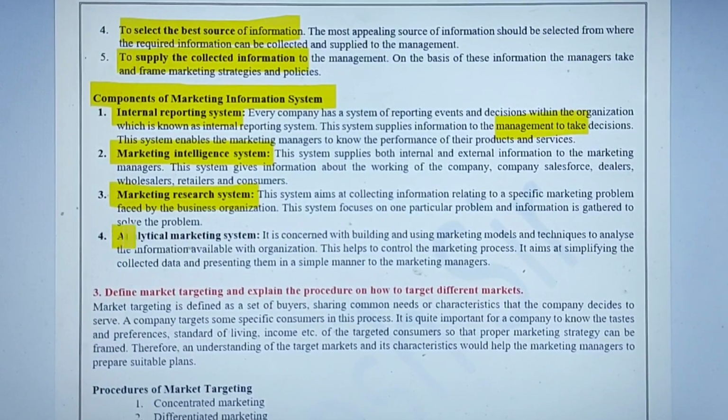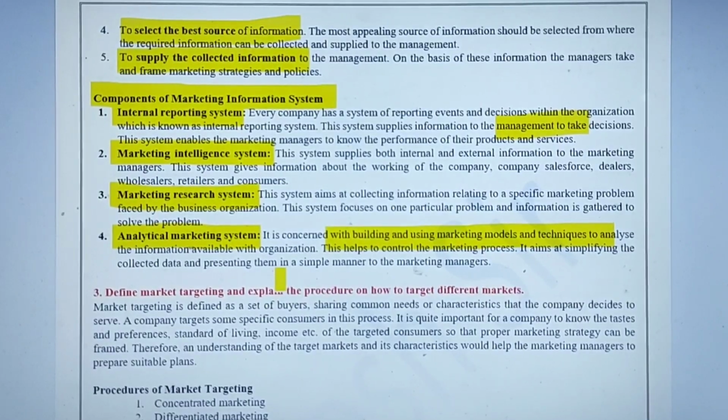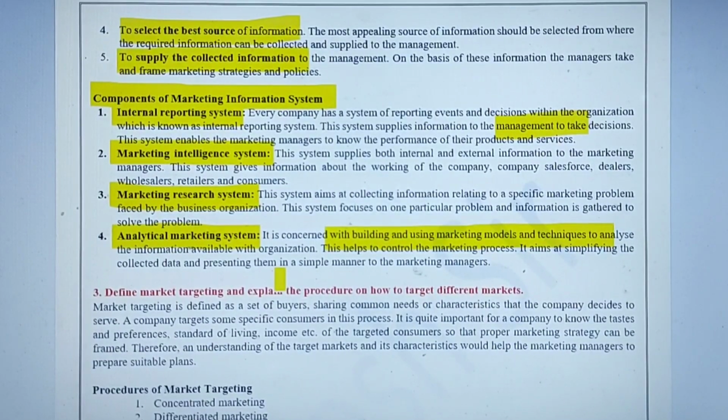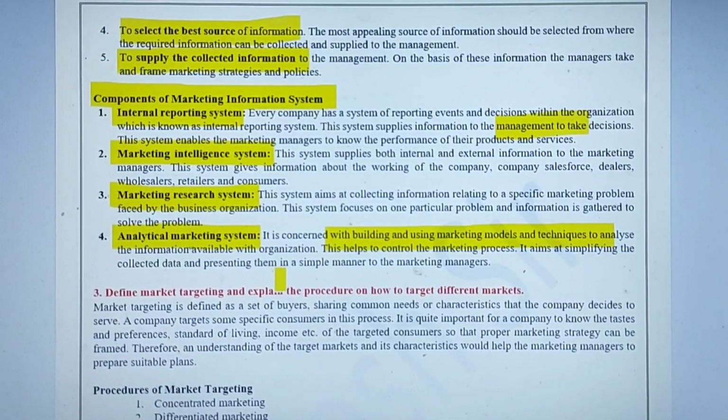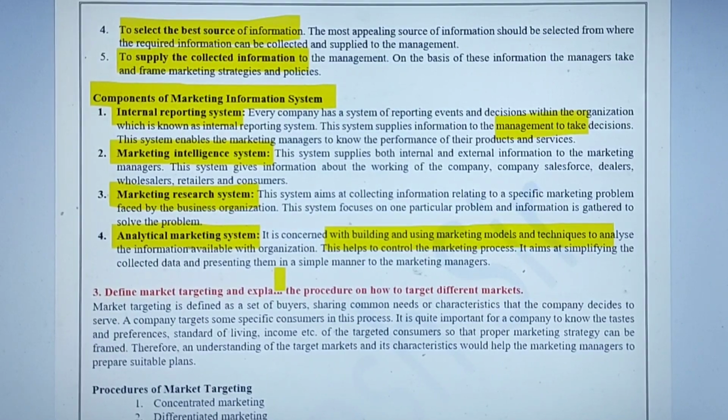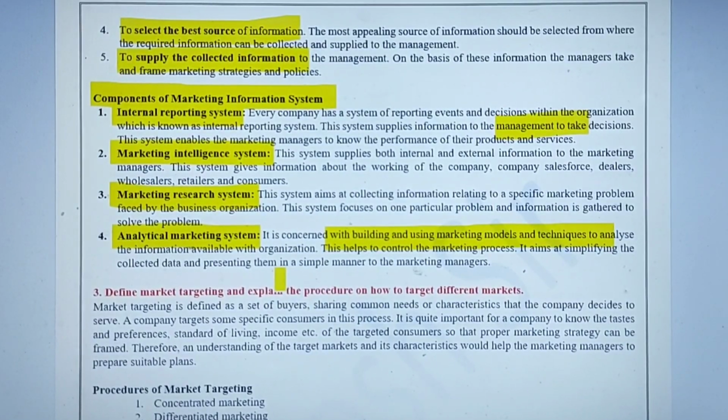The fourth component is the analytical marketing system. Basically it is concerned with building and using market models and techniques to analyze the information available to the organization. The marketing manager does a sort of analysis of the whole marketing system and tries to collect information from that. So these are the four main components of MIS.